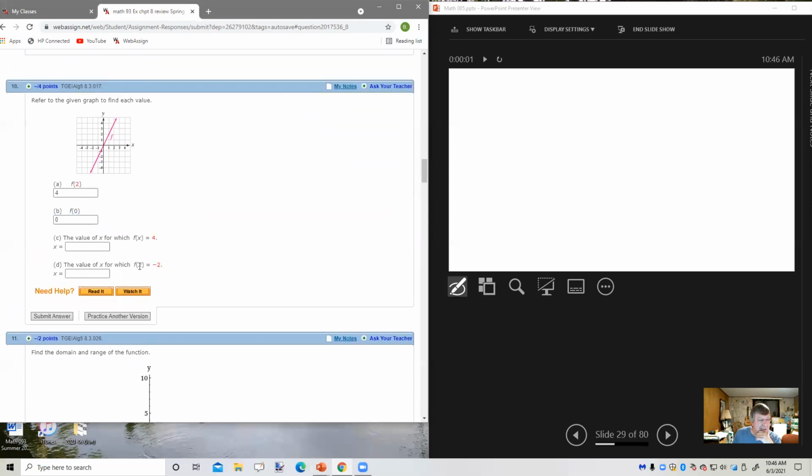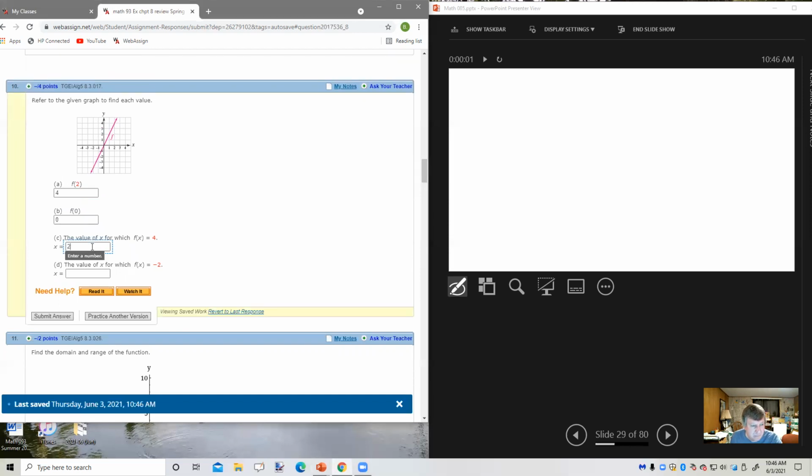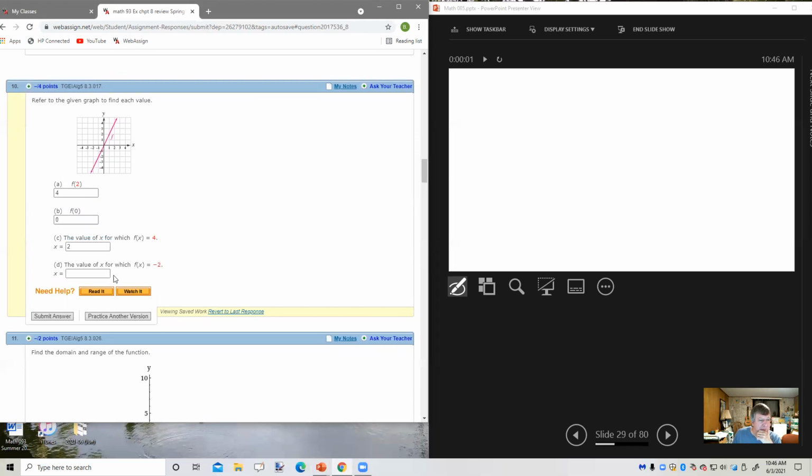Find the value of x for which f of x is 4. Well, f of x is y, so where is y equal to 4? Right there when x is 2. Find the value of x for which f of x is negative 2, or y is negative 2. That would be negative 1.